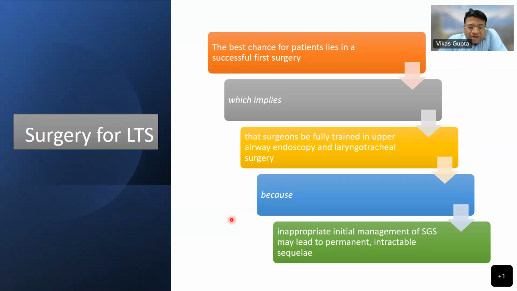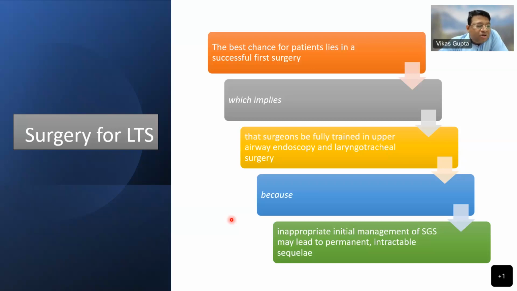The most important thing which we all should always keep in mind in cases of laryngotracheal stenosis is that the best chance for patients lies in a successful first surgery. This implies that the person who is treating these patients should be fully trained in upper airway endoscopy and laryngotracheal surgery, because inappropriate initial management of subglottic stenosis may lead to permanent intractable sequelae.